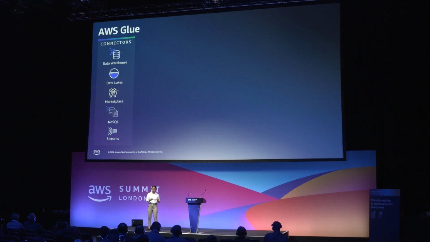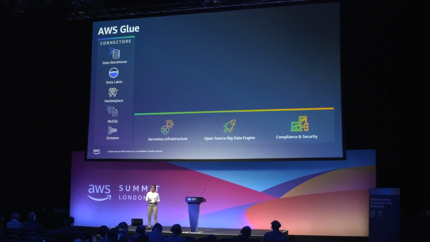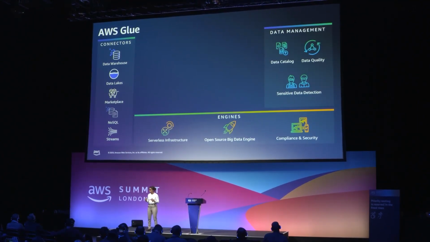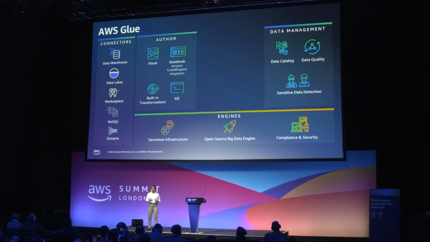When setting up your data integration, you must connect your data sources and the destination. AWS Glue provides many connectors to do this, or you can use connectors from AWS Marketplace, or you can even build your own custom connectors on AWS Glue. AWS Glue runs on top of open source engine, and it has the capability to catalog your data and check the quality of your data.